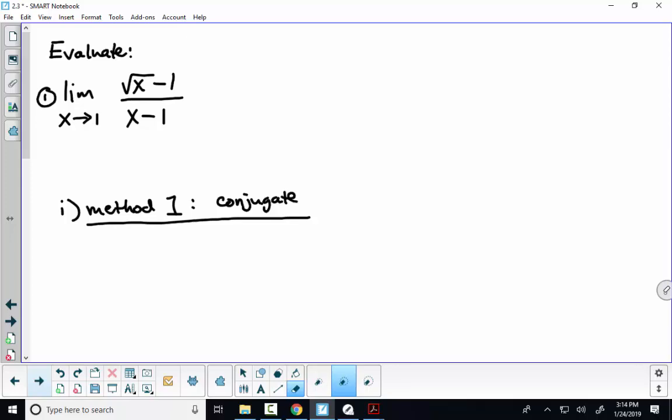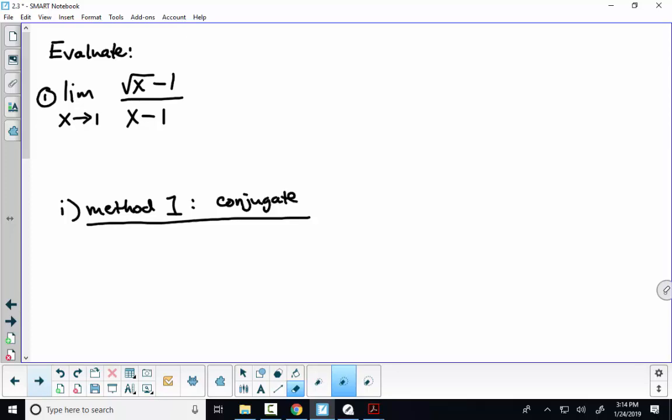The problem here again is I'm dividing by 0 if I just plug 1 in for x. So the procedure is always: is there an algebraic process I can use to eliminate the factor of x minus 1 in the bottom so I'm no longer dividing by 0? And what that entails is I need a factor of x minus 1 up top so I can get rid of that factor on the bottom.